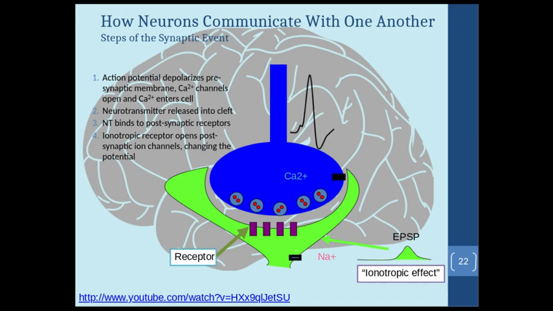cause potassium channels to open and potassium to go out of the cell, or chloride channels to let chloride come into the cell instead of sodium, and that makes the cell less likely to fire. That actually hyperpolarizes the cell and makes it more negative. In that sense, we have what we call an IPSP. Instead of excitatory, it's inhibitory postsynaptic potential.